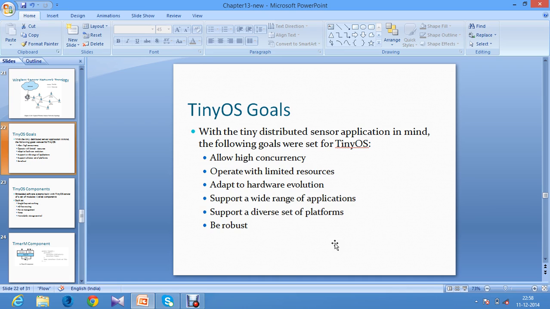The fourth one is software. It supports a wide range of applications. Applications exhibit a wide range of requirements in terms of lifetime, combinations of communication, sensing, and so on. The fifth one is that it supports a diverse set of platforms. A general-purpose embedded operating system is desirable and it must be robust.